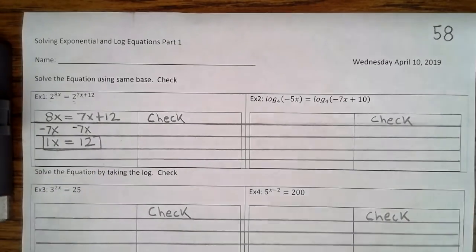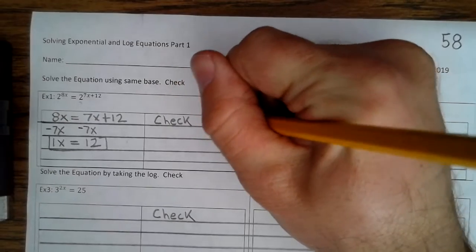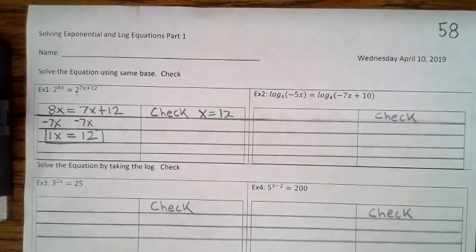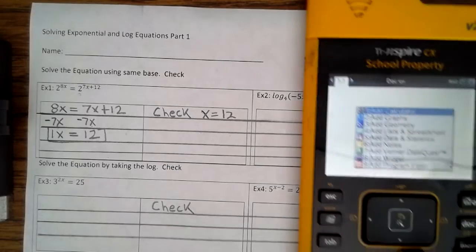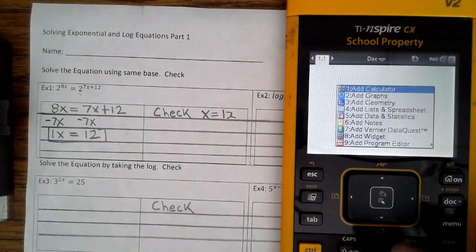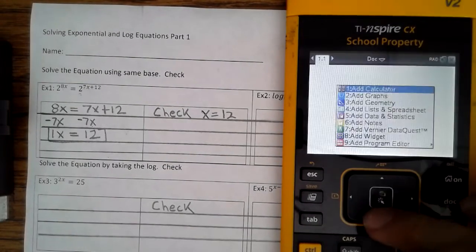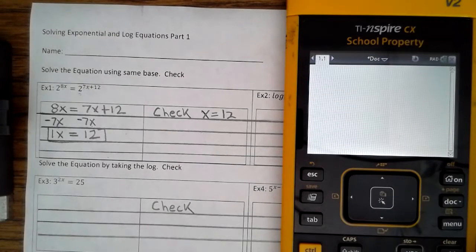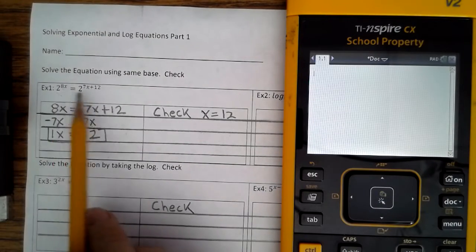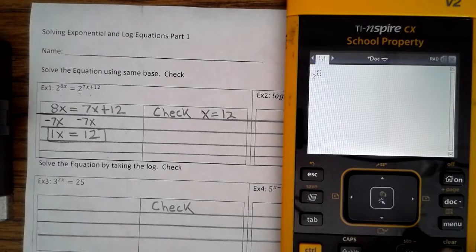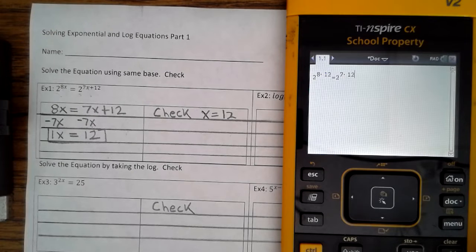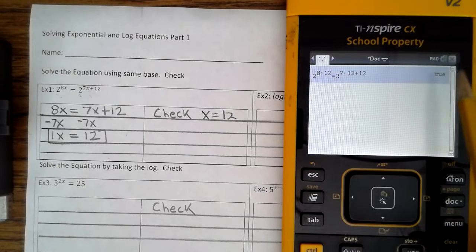Okay, at this point, we're going to check to see if x equals 12, and we're going to use our calculator to do so. So we're going to go to On, New Document, No, Add Calculator. And we're going to plug in 12 into the left side and the right side. So that's 2 up key 8 times 12, click to the right, equals 2 up key 7 times 12 plus 12. You can see here that it says true.